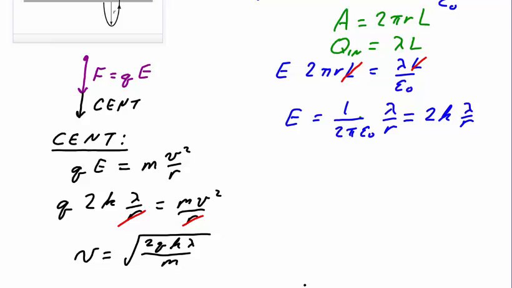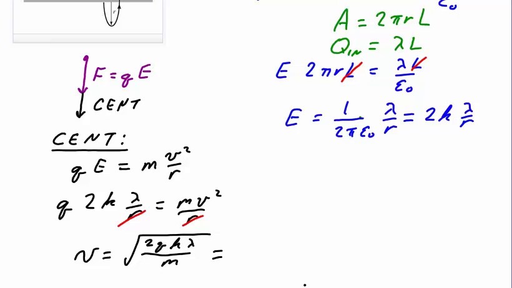Lambda has been given in the problem. K is the well-known constant, and in order to solve completely, we need to find the charge and the mass. Well, since we've been told that this is an electron, we look that up. The charge is 1.6 times 10 to the minus 19 coulombs. The mass is 9.1 times 10 to the minus 31 kilograms.